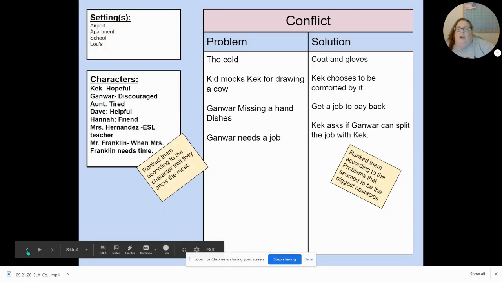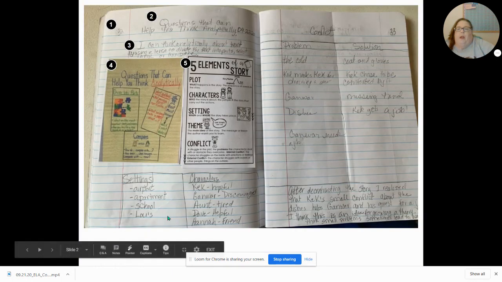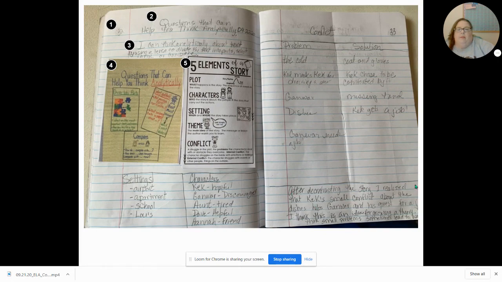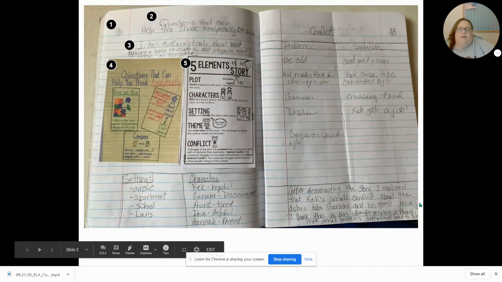So let's go back to our notebook so you can see what I've done. Here are the settings. Here are the characters with their biggest character trait. This is my problem and solution chart. Again, to be able to find that middle line, you can fold the paper in half. And then down at the bottom, that was my conclusion. After deconstructing the story, I realized that Keck's small conflict about the dishes helps Ganwar in his quest for a job. I think this is an idea for growing a theory that small problems sometimes lead to big solutions.